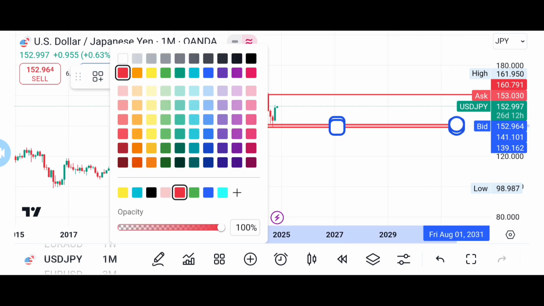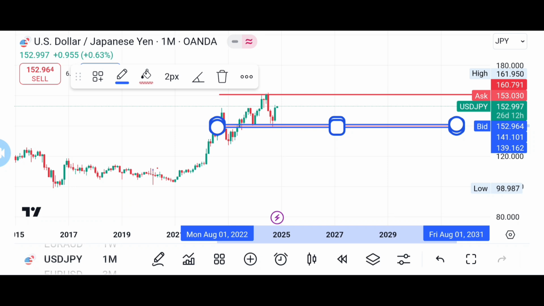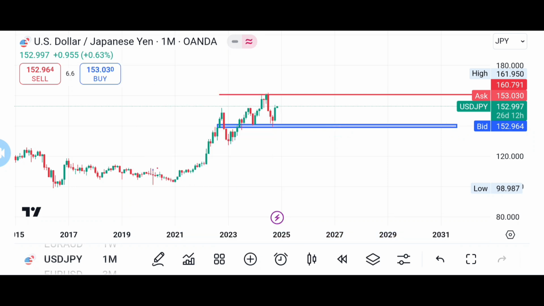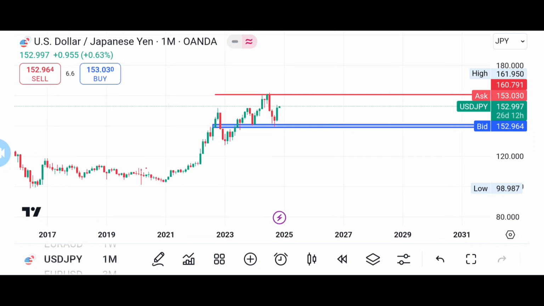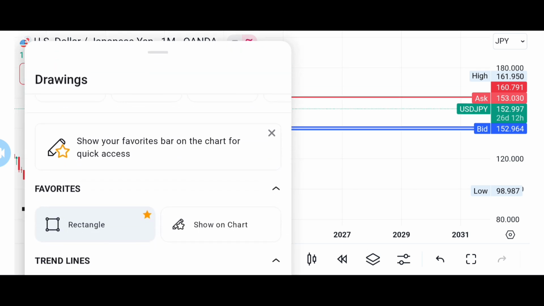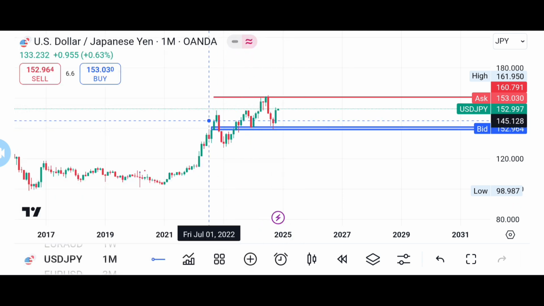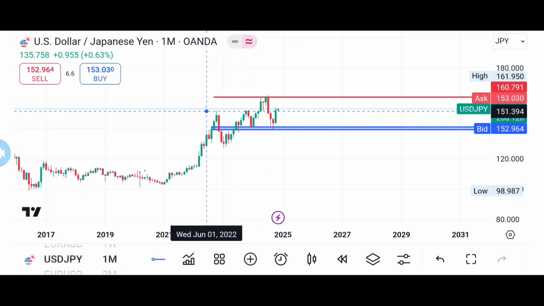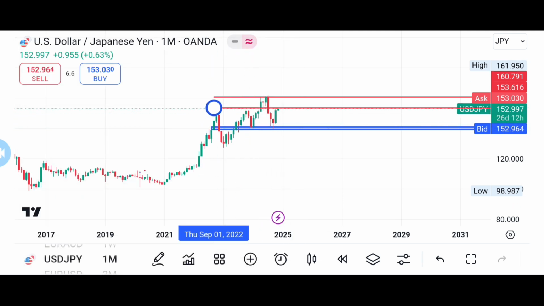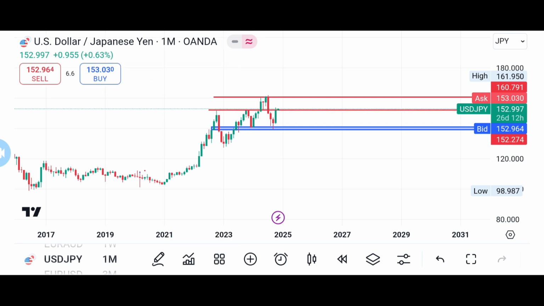And you know my current support, I draw it with a blue line. So that is our current support and our current resistance in the monthly. Then we shall draw our previous resistance. Our previous resistance is there.